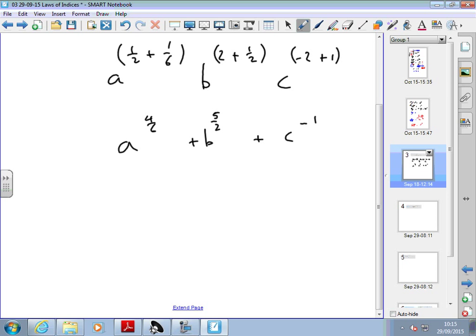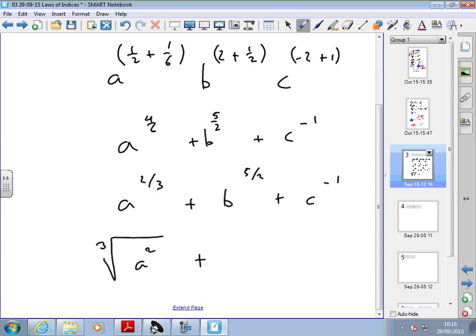4/6 comes down to 2/3, so I can replace that by a to the 2/3, b to the 5 halves, c to the minus 1. So I could write that. And then if I really wanted to go further, I could think, oh, well, actually, that's a root, isn't it? That's the cube root, the first one. Because of the laws of indices, that fraction there, that's the root. So I could replace that with the cube root of a squared with a 2 at the top.